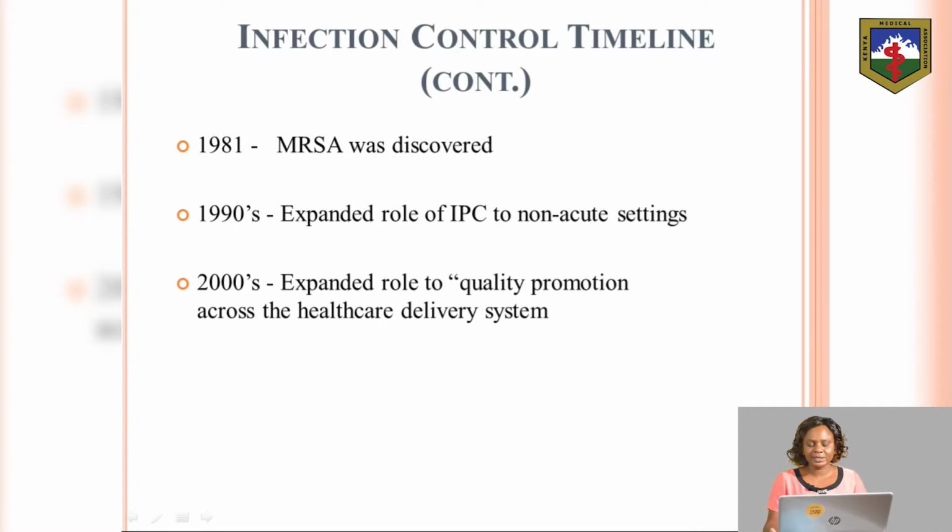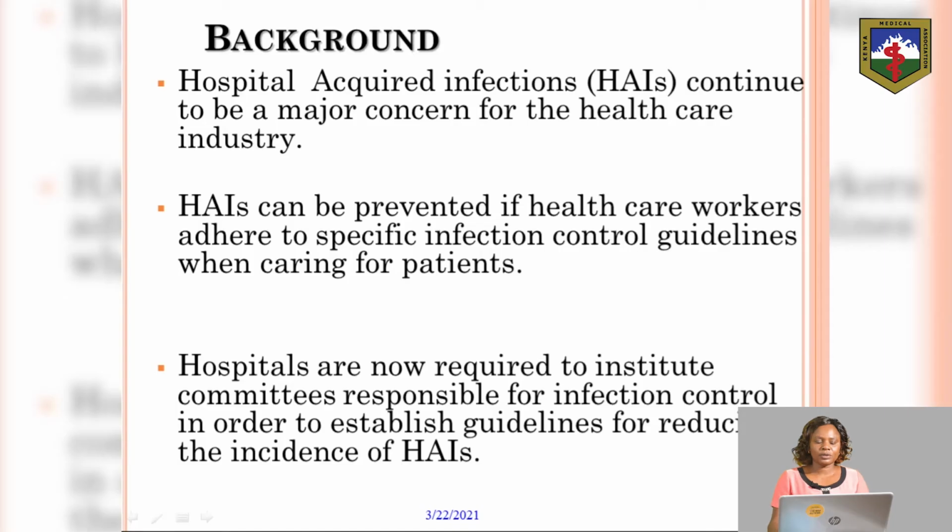In the 1990s, there was an expanded role of IPC or infection control to non-critical settings, because before then infection control was more insisted on the infectious disease units or patients on isolation. So it was expanded to other acute care settings. This was to improve the quality of care for all patients admitted in hospitals.